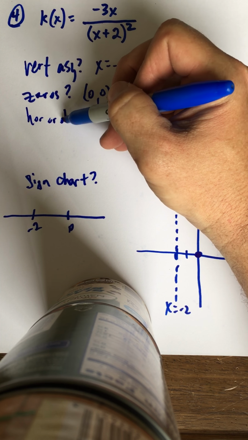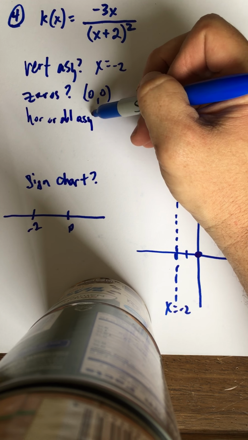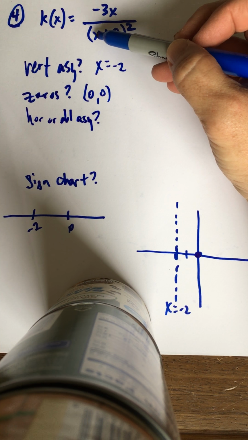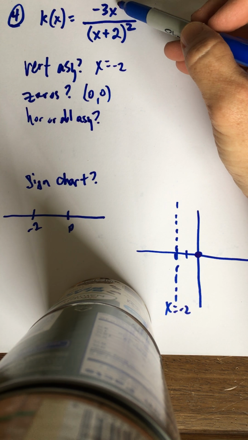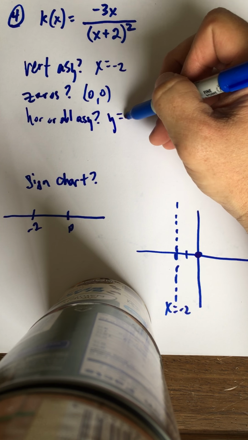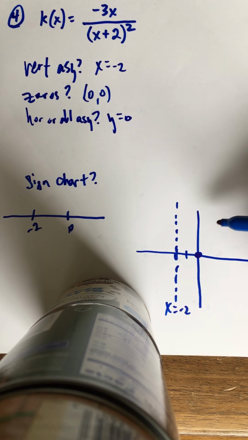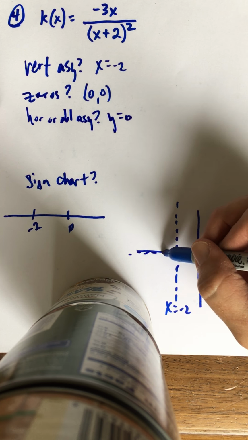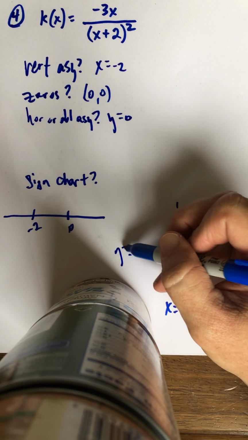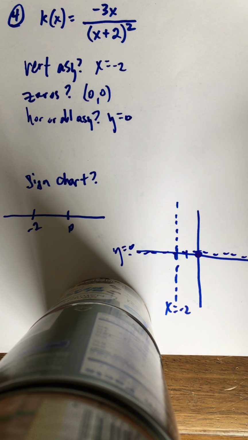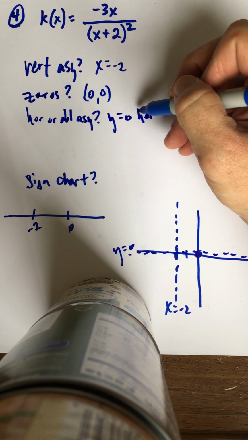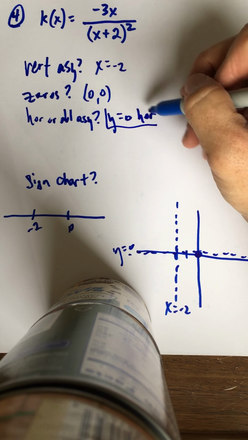Horizontal or oblique asymptotes is the next thing we ask about. Look at the exponents. If I fold this out, that would be x squared underneath the x. That means the bigger exponent's on the bottom. So our horizontal asymptote's at 0. That means I have a dotted line right there, and that's at y equals 0. And then that is a horizontal asymptote. Don't forget to write that.